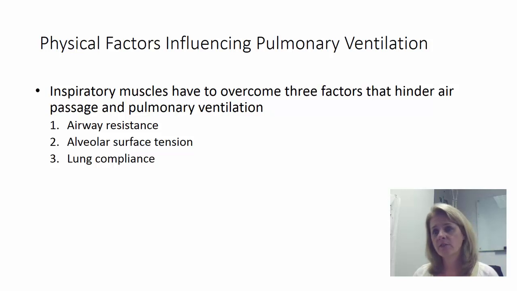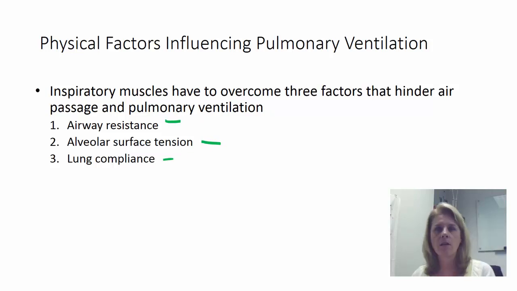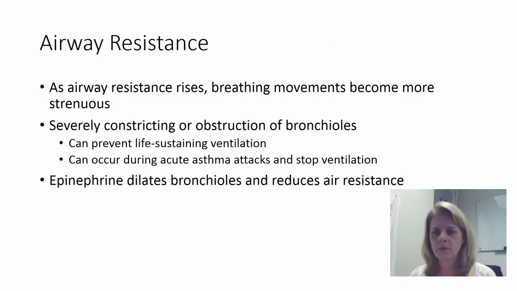There are some physical factors that can limit and change how well you can ventilate, how well you can breathe in. In order to breathe in, these inspiratory muscles have to overcome 3 different factors: airway resistance, alveolar surface tension, and lung compliance. So all those 3 have to be optimized in order for you to have efficient ventilation. So what's resistance? That's something that's increasing the resistance, making it harder to breathe in. So it makes you have to use more effort to bring air in.